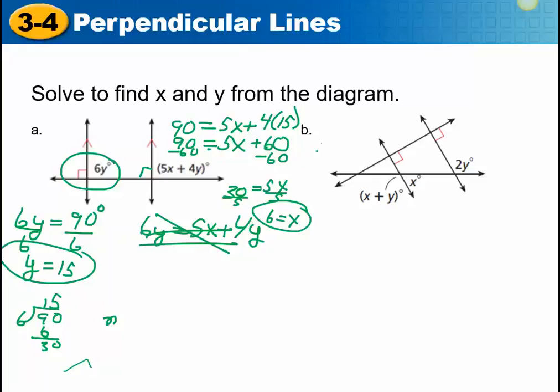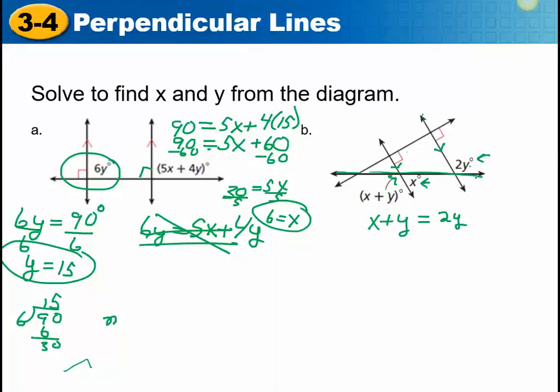Let's look at b. It looks bad, but it's really not that bad. We see that this angle is x plus y, this angle is 2y, and this is x. We have two lines that are perpendicular to the same line. That means we know they're parallel to each other using the theorems we learned in this section. So they're parallel. What else do we know? I want to use alternate exterior angles. I'll use the other line here as the transversal now that I know these two lines are parallel, and I'll say that x plus y and 2y are equal to each other because they're alternate exterior angles.